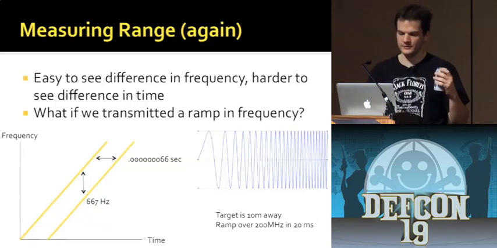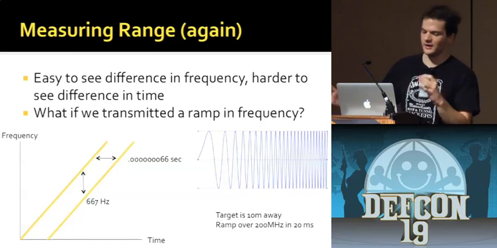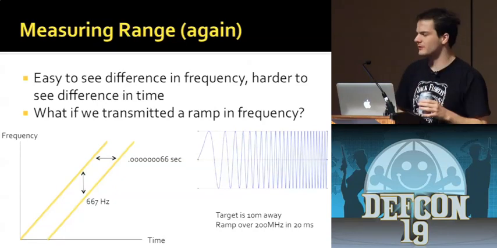So this is known as FMCW radar, frequency modulated continuous wave, and that's how I think most of the systems work today.